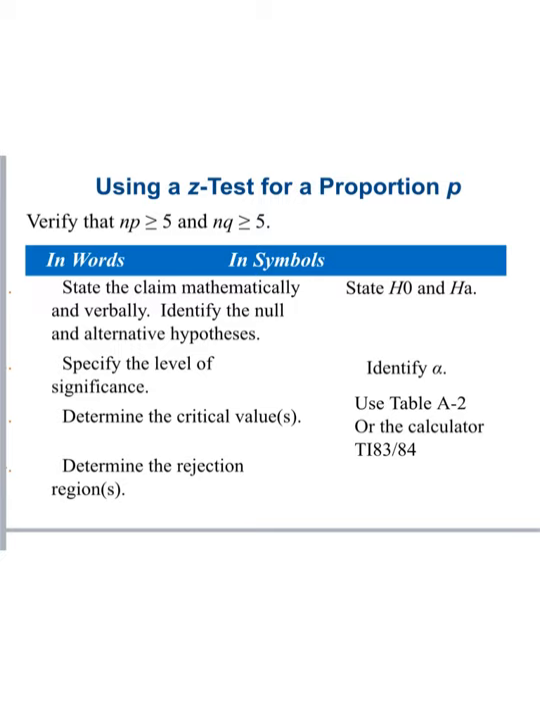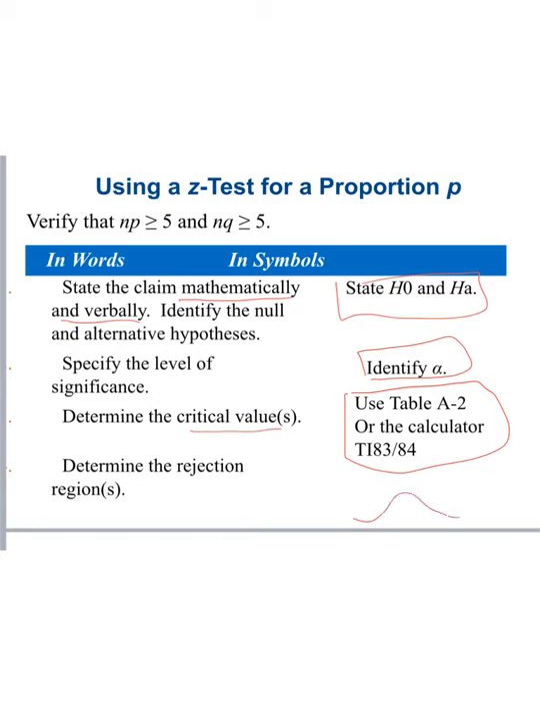So you also need to verify that n times p is greater than 5 and n times its complement q is greater than 5. State the claim mathematically and verbally, and identify the null and alternative hypotheses. And identify alpha. It's given to you. Use a table or calculator or TI-83/84 to find the critical values.